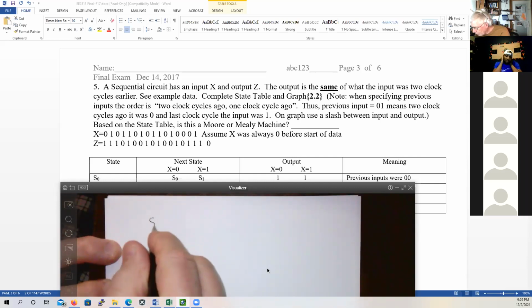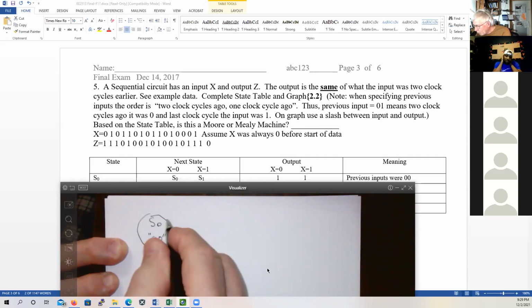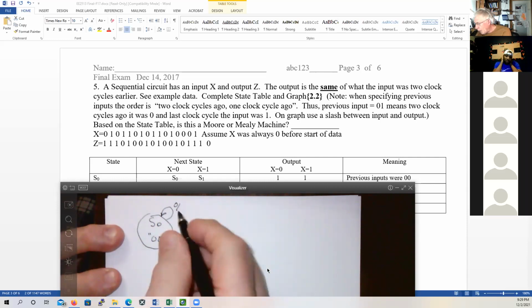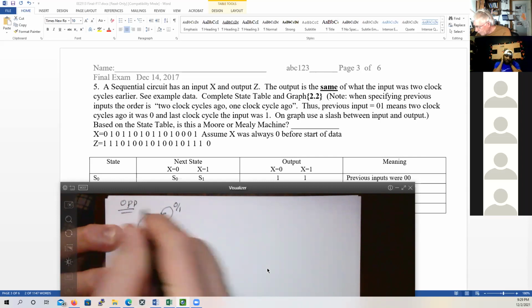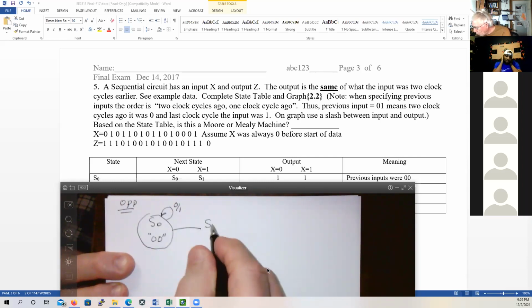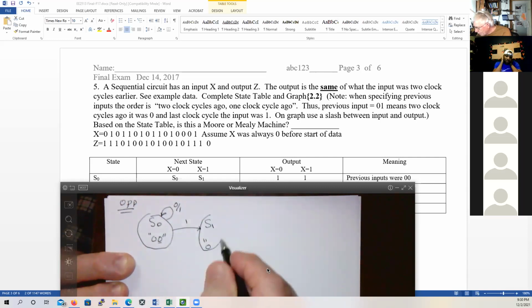We start in S0, and we know that all our previous inputs were 0, so that's where we remember 0, 0. If we get a 0, we still have 2 zeros, and we output either the same or the opposite. If it's opposite, we'd output a 1. We'll do it for the opposite. Now if we get a 1, we go over to S1, where we remember that our oldest input is this 0, and our newest input is the 1 that brought us over here.